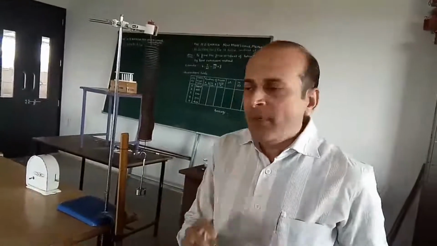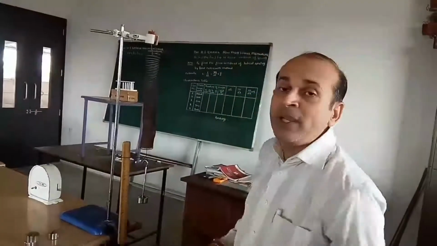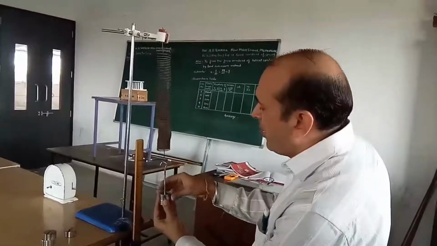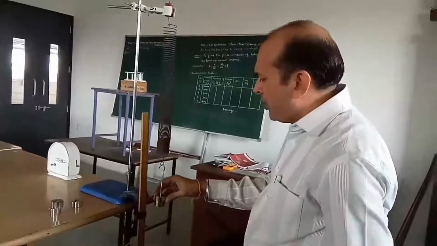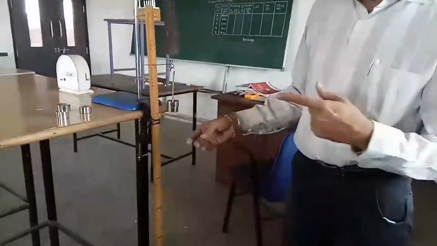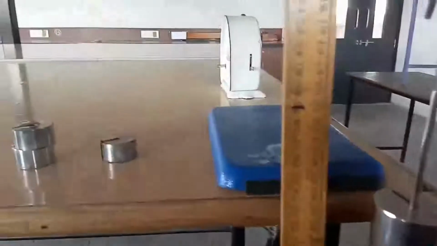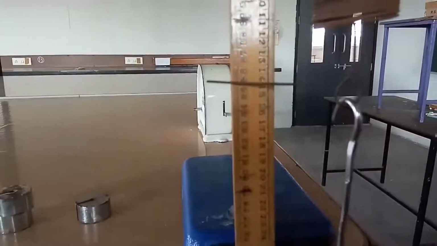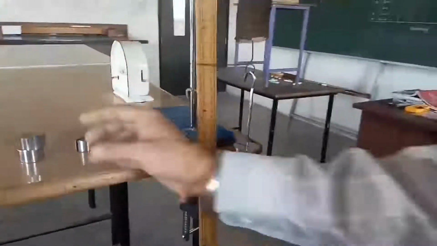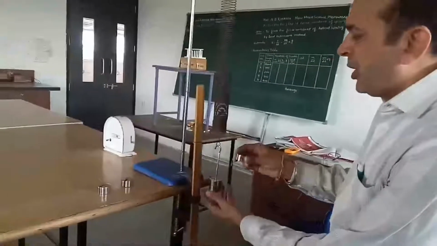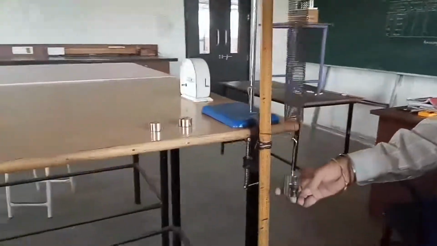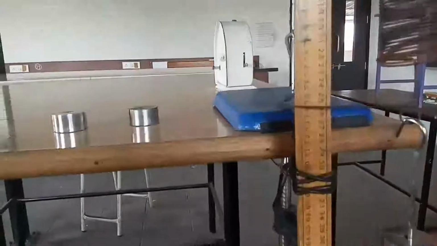Now we have different masses, each of 100 gram. Let me give some load at the end of the spring, the length of the spring will increase. So here place 100 gram at the end of the spring. The pointer is on 15 centimeter. Now as you add one more 100 gram, the reading will change and it will become 25 centimeter.